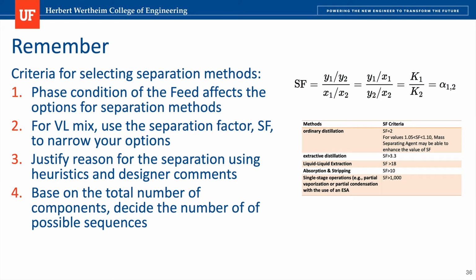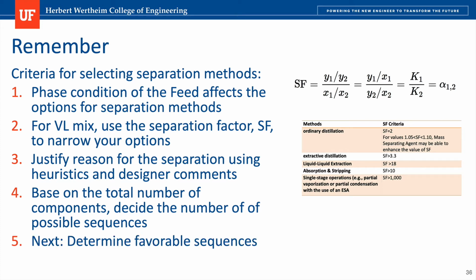Based on the total number of components, decide the number of possible sequences. There's a typo here, the number of possible sequences. This will help you to see what is the boundary, how many options do I have, how creative I can be in the way I organize my separations. Not all separations have to happen sequentially, one after the other. You may have indirect separation, direct separation, or any combination of those as I explained before.